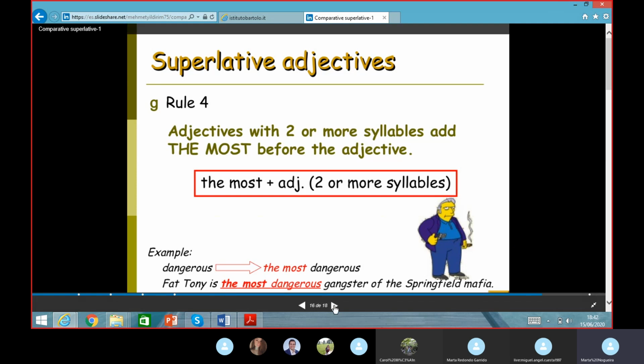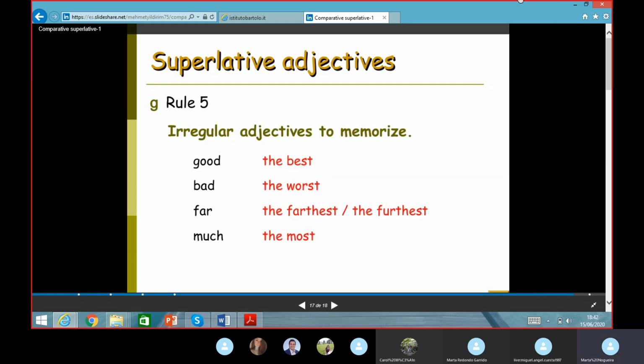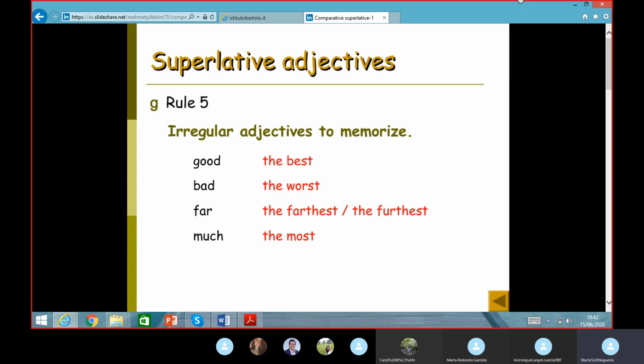And then we've got irregular adjectives that we have to learn by heart. So good, the best; bad, the worst; far, you have there the farthest or the furthest. And much, the most, okay?